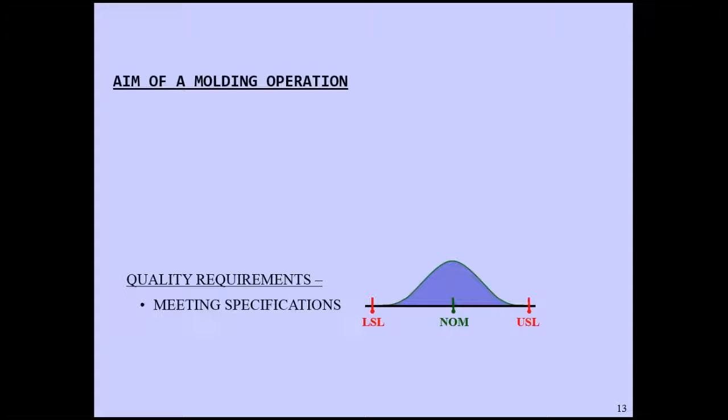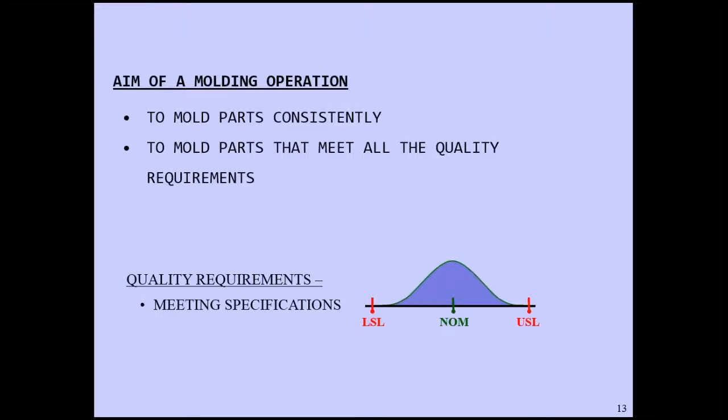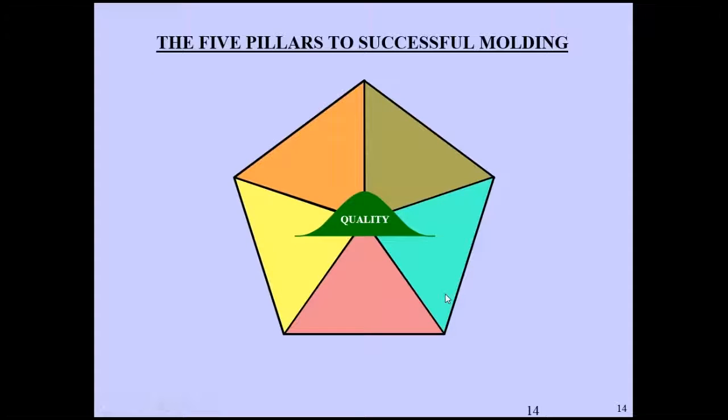If you look at the aim of the molding operation, you want to make sure you mold all the parts consistently, they meet all the quality requirements, and they're always in specifications, right? But to have good quality parts, there are 5 things that are extremely important. The absolute first one is the part design. If you do not have a good part design, you're not going to get good parts. The second thing is the plastic material being molded. The third thing is the mold design and the build. That is an extremely critical thing. The fourth one is the selection of the molding machine.